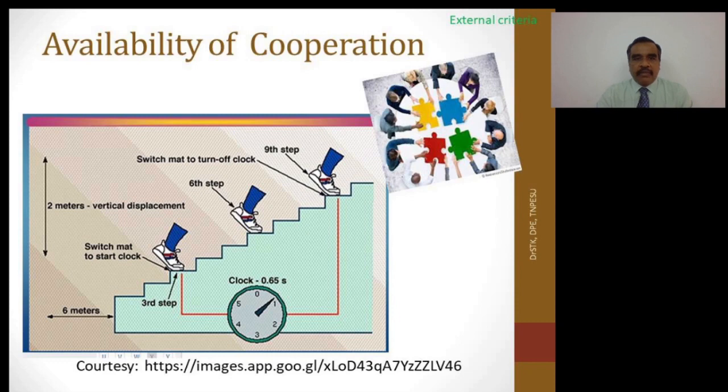The next one is availability of cooperation. Say for example, see the picture.